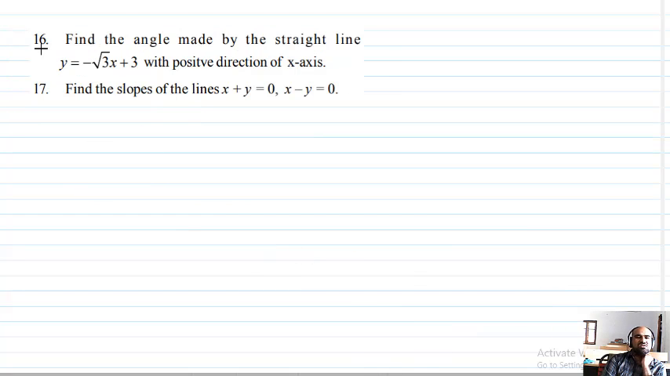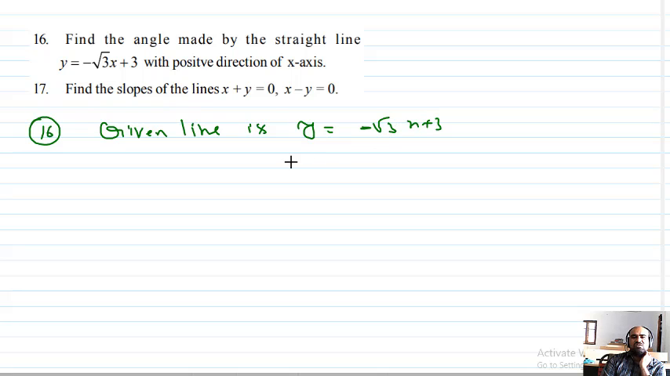Okay, next 16th and 17th question. First of all, I want to find the 16th question solution, students. Find the angle made by the straight line with the positive direction and inclination. You ask the inclination. Okay, given line, I will write given line is y equal to minus root 3x plus 3.